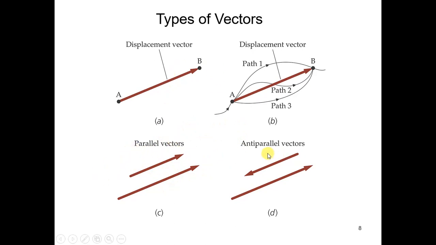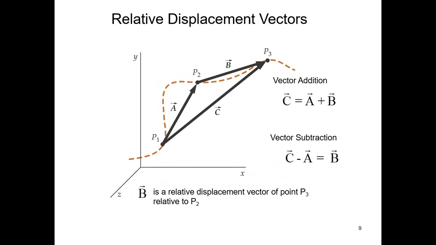Now see here, anti-parallel vectors. In an anti-parallel vector, the direction is changed. The magnitude doesn't matter, but the direction is opposite. This one is in this direction, and it is in the opposite direction of that. So these are known as anti-parallel vectors.